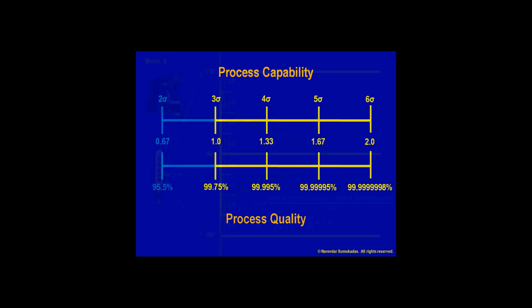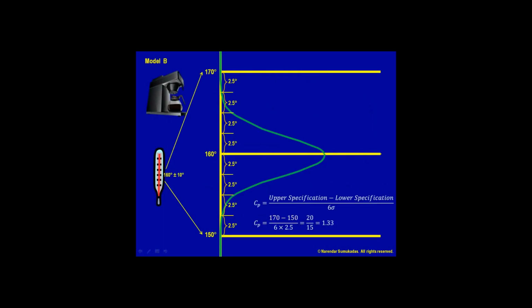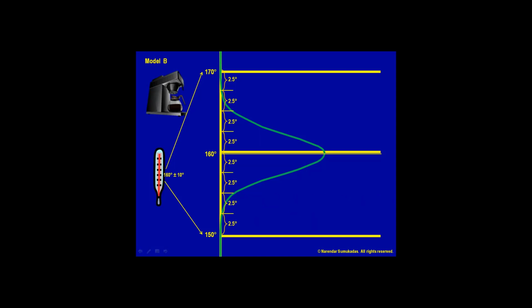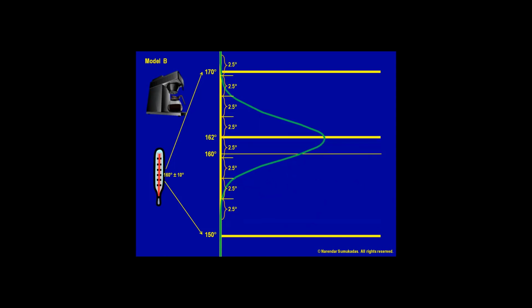Let us go back to the 4 sigma capable coffee machine, Model B, with an average temperature of 160 degrees and a standard deviation of 2.5 degrees. The Cp value for this 4 sigma capable process is 1.33. Now let us say the temperature knob on this machine has become loose over time. I set the knob at 160 degrees, but the machine is actually producing coffee at an average temperature of 162 degrees. Let us calculate the Cp again.